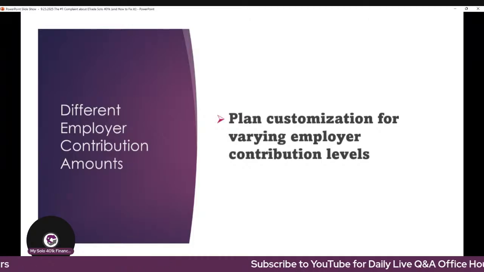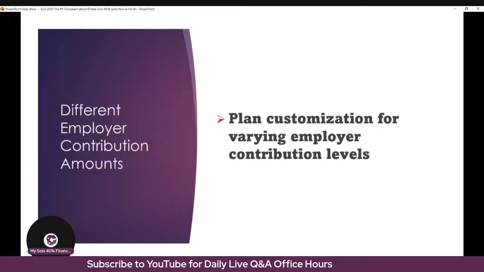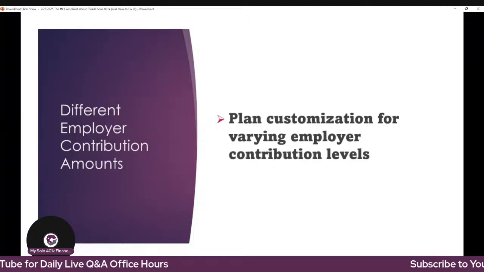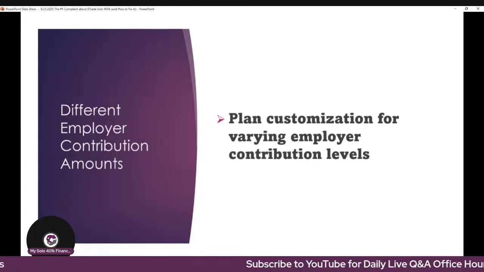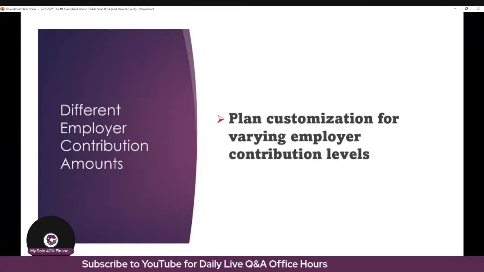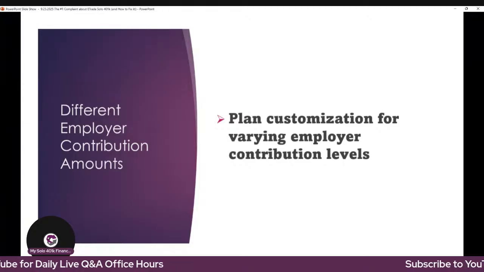In other words, to vary employer contribution levels between participants. So even though a solo 401k plan is considered to be technically a one participant plan, there are exceptions to that one participant rule. One exception is for spouses that are working in the business. So in that case, it's still considered to be a solo 401k, but you might have two participants, for example, two spouses that both work in the business.